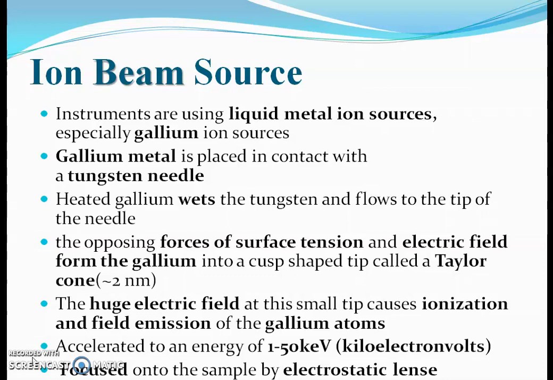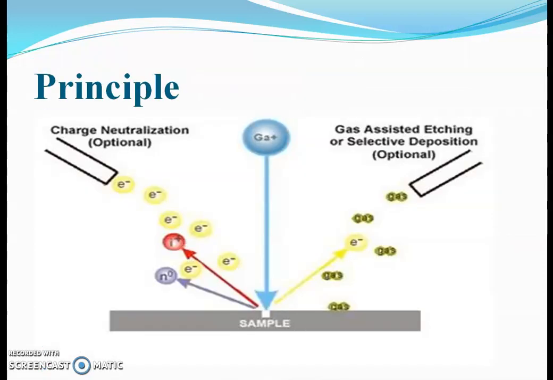Then the gallium is focused on the surface of a workpiece or a substrate with the help of an electrostatic lens. The main purpose of the electrostatic lens is focusing the generated gallium ions onto the substrate or workpiece. This is the source of the ion beam machining process. In it, we are using a liquid metal ion source, gallium and tungsten, and with the help of these two, we generate the gallium ions which strike the surface of a workpiece.